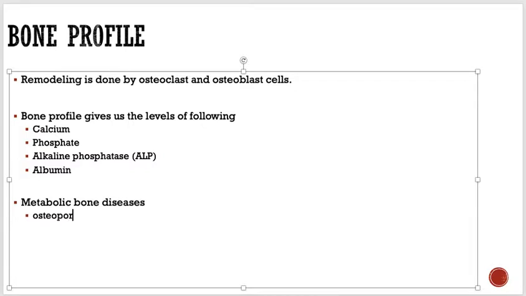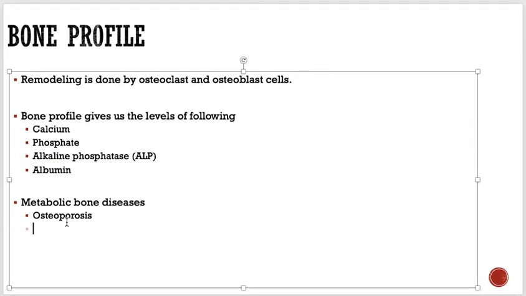Osteoporosis is simply defined as when the bone mass is reduced, right? It could be primary, it could be secondary, and it is very common in post-menopausal women. This is the simplest definition: osteoporosis can be defined as reduced bone mass.